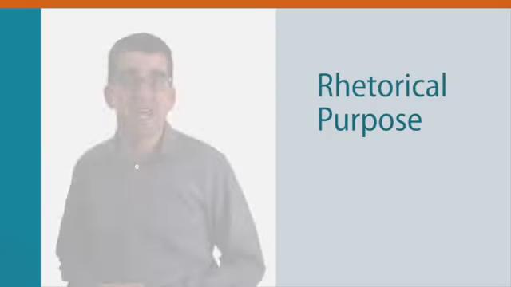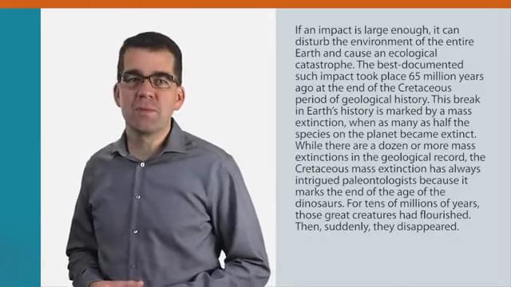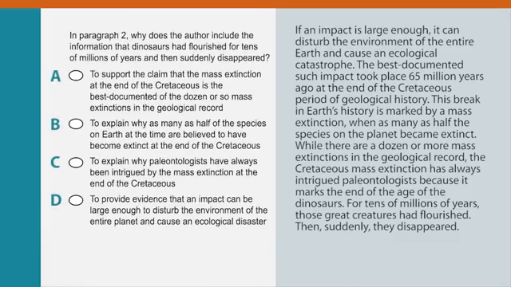Now let's look at an example of a rhetorical purpose question. It asks about information from a different paragraph in the same reading passage about meteorites and dinosaurs. It's like an inference question, but it asks why the author includes a particular piece of information. When reading each answer choice, the most important part to focus on is the "to" clause at the beginning of each one. Then pick the answer that best describes what the author is trying to do. In this case, the correct answer is C.